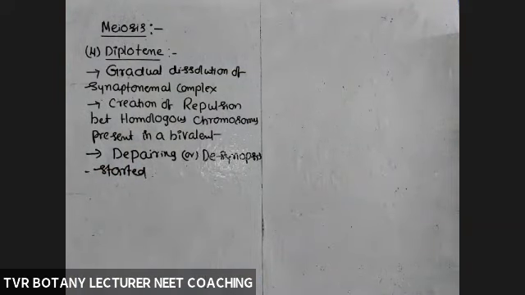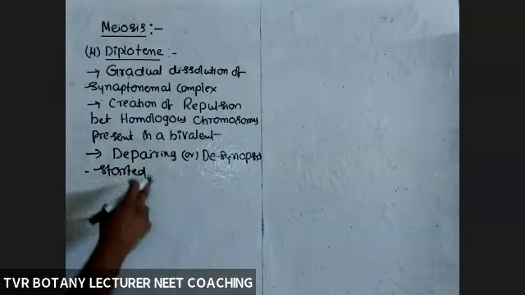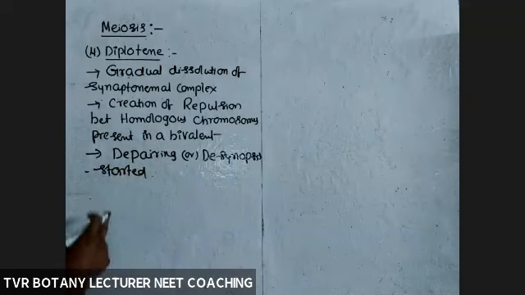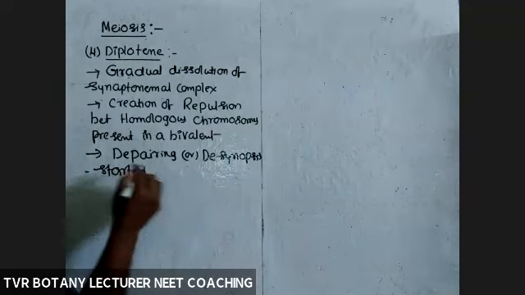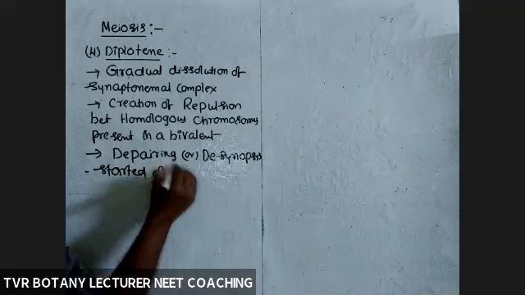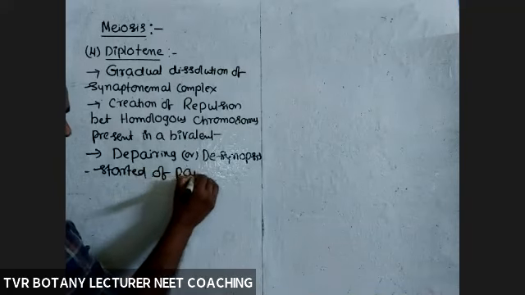So diplotene, depletion, something is going down. So depairing of homologous chromosomes. Depairing or desynapsis of paired chromosomes.